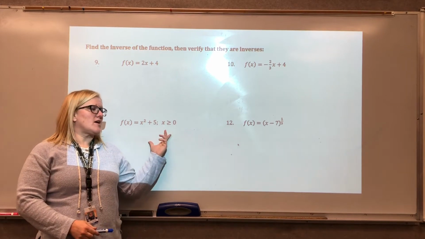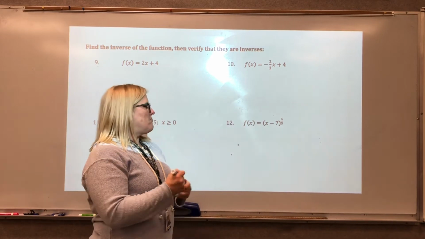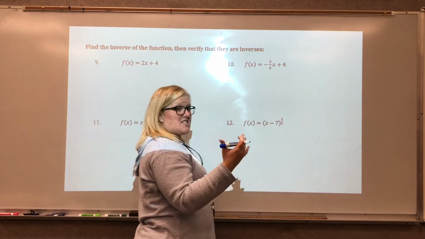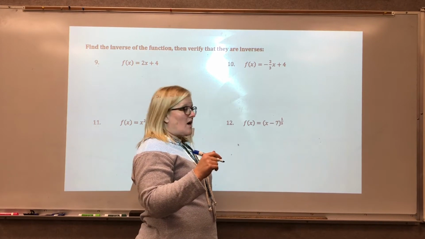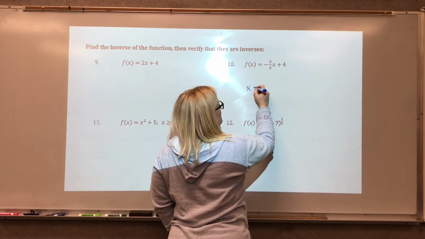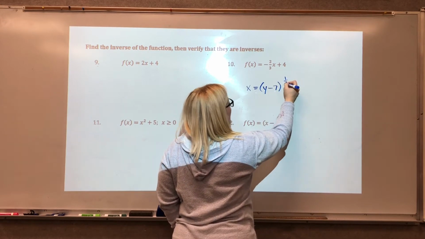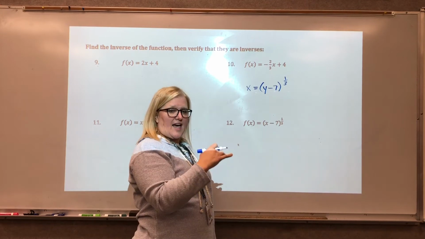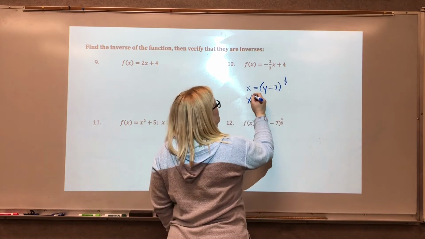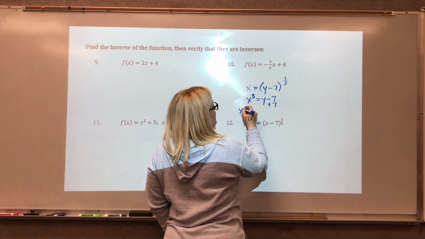Number 12, just like I did with number 11, I'm going to write the inverse up here just for the sake of space. What I've got is to the 1/3 power, which is the same thing as the cube root of x minus 7. So I'm going to switch the x and the y. So x equals y minus 7 to the 1/3. I need to cube both sides to get rid of that 1/3, right? So I have x cubed equals y minus 7, and then I add 7 to both sides.